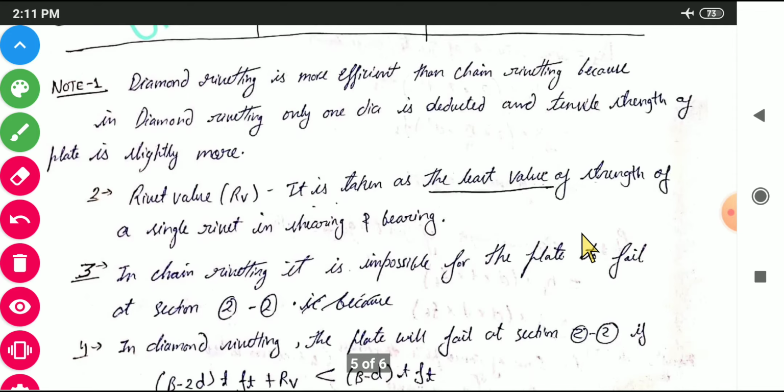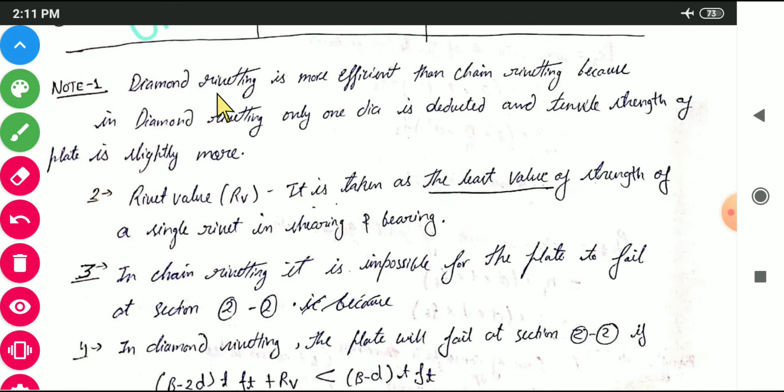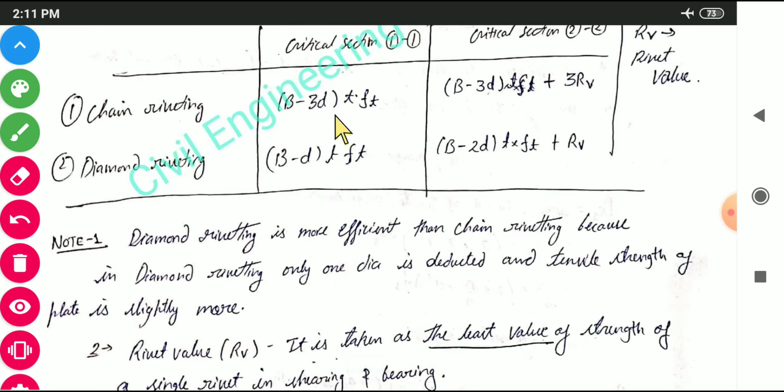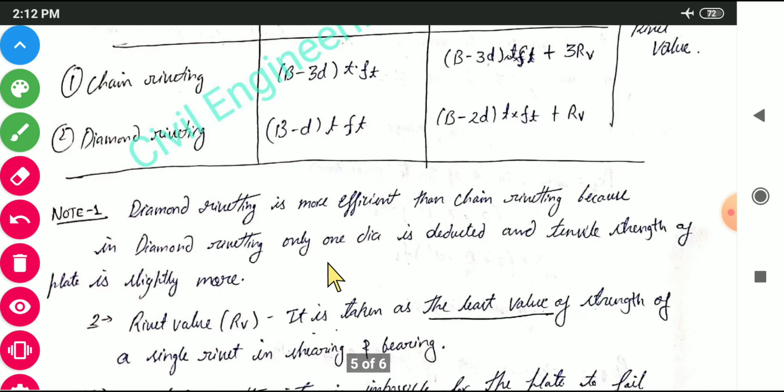So here are some points to be noted. The diamond riveting is more efficient than the chain riveting, because in diamond riveting only one diameter is deducted and the tensile strength of the plate is slightly more. In chain riveting we are deducting 3 diameters, so the total strength will be less, and here we will be deducting only one diameter, so the tensile strength will be more. Let us say we are taking some width, then we deduct 3 diameters here and only 1 diameter there, so obviously this one is going to be more. Diamond riveting is more efficient.